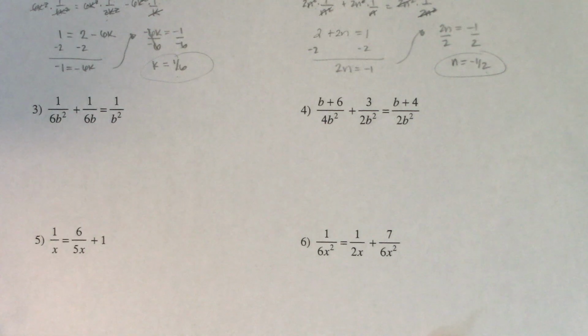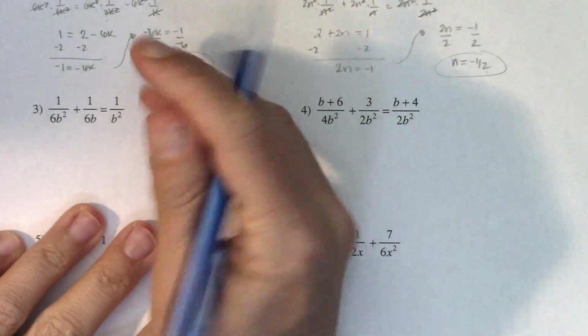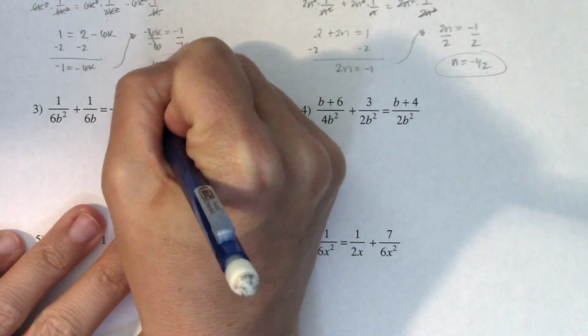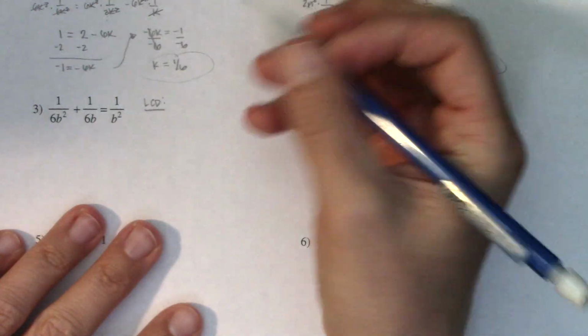Folks, welcome back. I'm going to do numbers 3 and 4 in this video. And like before, if I have rational equations, what I want to do is find that LCD, multiply every term by that LCD so I can knock out the fractions.